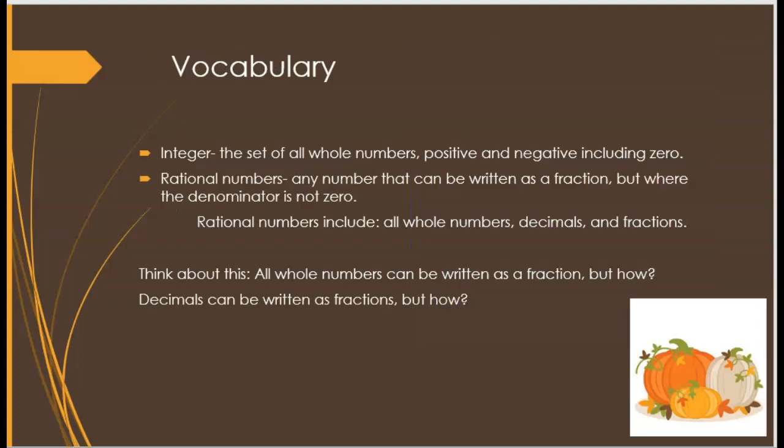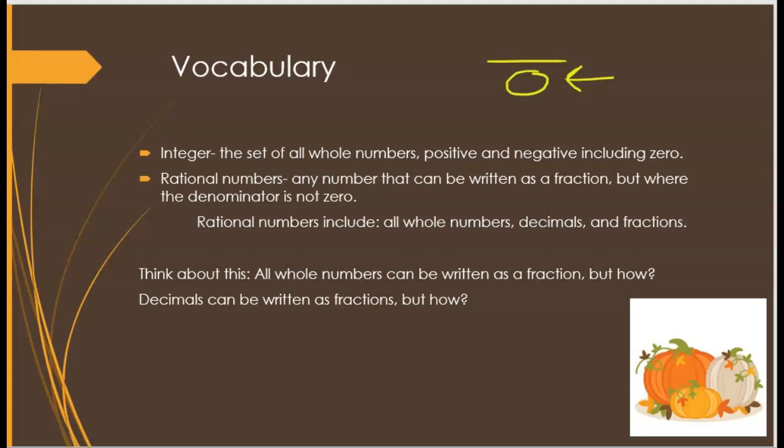Okay, as you can see from that video, we learned a couple of things. A rational number is a number that can be written as a fraction, but where the denominator is not 0. Now the video showed you why it can't be 0, because you cannot divide by 0. That is undefined. So you cannot have a 0 in the denominator. Okay? But rational numbers also include whole numbers, decimals, and fractions.